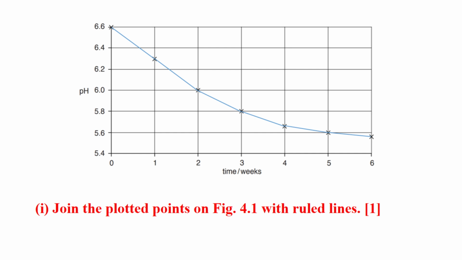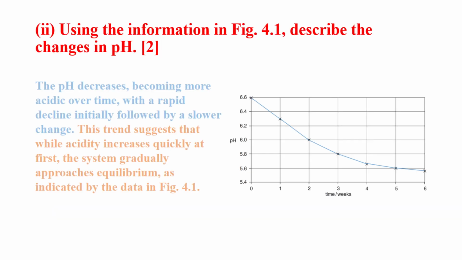Part 1 states, join the plotted points on Figure 4.1 with ruled lines. As you can see, all centers of successive crosses are joined with ruled lines. Part 2 states, using the information in Figure 4.1, describe the changes in pH.